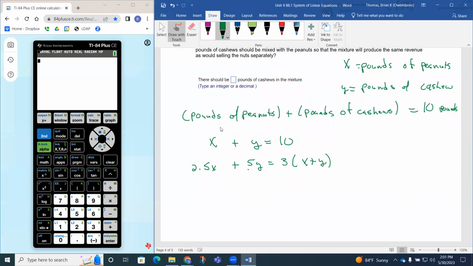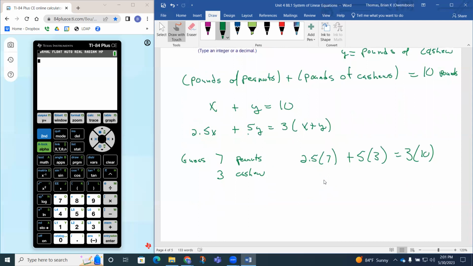So to me, I'm thinking there's more peanuts than cashews. So I'm going to guess 7 pounds of peanuts. That means there's got to be 3 pounds of cashews. So if I multiply $2.50 times the 7 plus the $5 times the pounds of cashews, that's got to be equivalent to 3 times X plus Y, which was the 10 in this case. So if we do that math, 2.5 times 7 plus 5 times 3, we get 32.5.